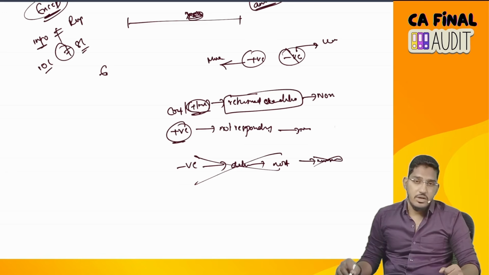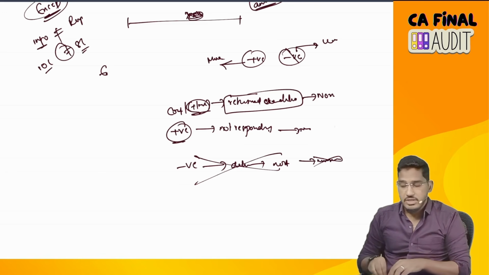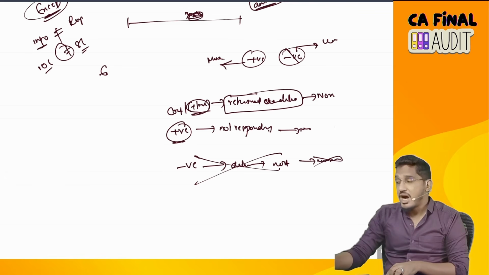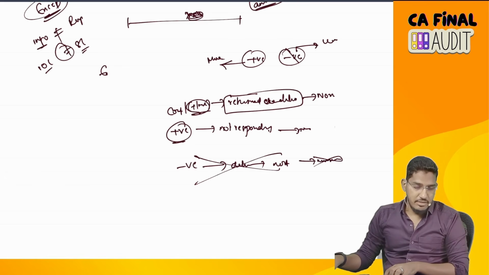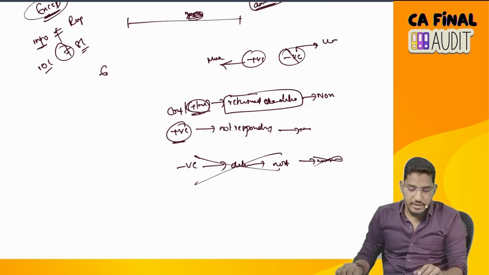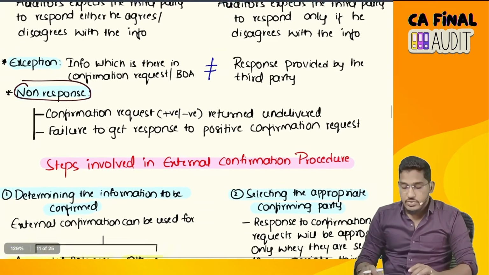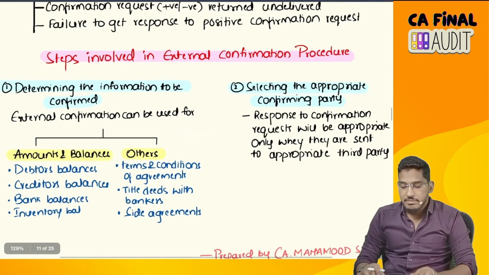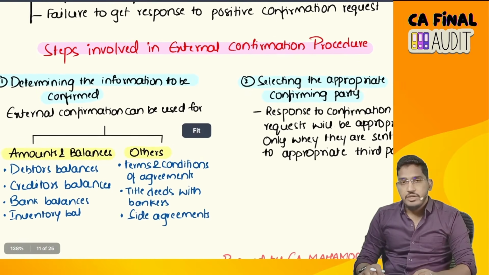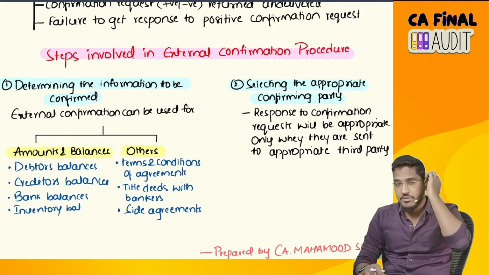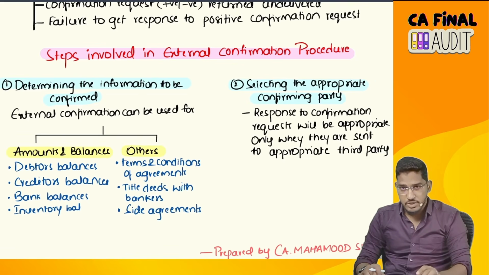Why we can't call it as non-response? Because in the negative confirmation request, if you don't get the response, we generally expect that the third party has agreed with the information which is there in the request. Clear, everyone? Right. So this is what regarding non-response. Then, if you want to obtain the evidence from the external confirmation procedure, you need to follow 4 steps, or you need to have control over 4 steps if you want to get the best evidence from the external confirmation procedure.